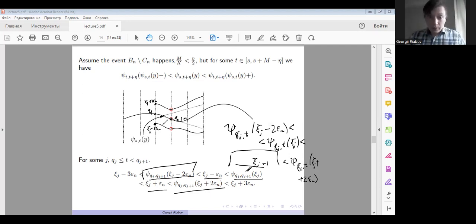So this is psi qjt corresponding to xij minus 2 epsilon n. This is psi qjt corresponding to xij plus 2 epsilon n, and they are strictly smaller and bigger than the corresponding point on the trajectory at which we have a two-sided discontinuity. It means that when we apply the mapping from t to t plus eta, we will also get strict inequalities.